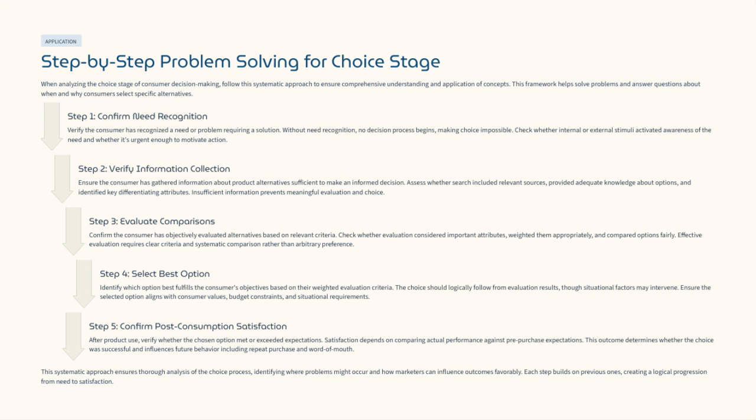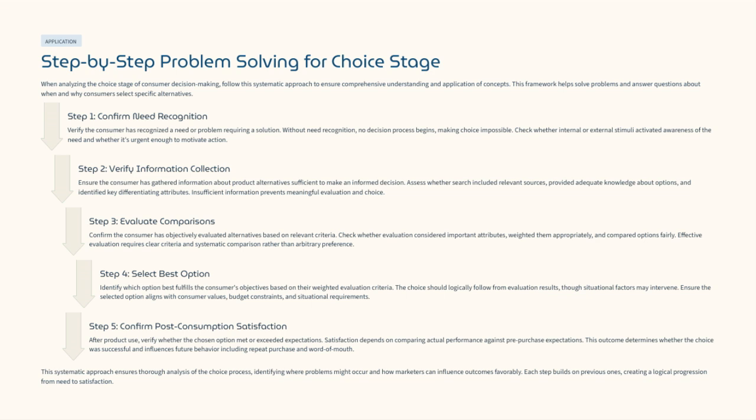Next, we verify that the consumer has collected enough information about different product options. Adequate information gathering is crucial because it allows for an informed decision. We need to assess whether the sources used were relevant and whether the consumer understood key differentiating attributes of each option. Then, we look at how the consumer evaluates those options.